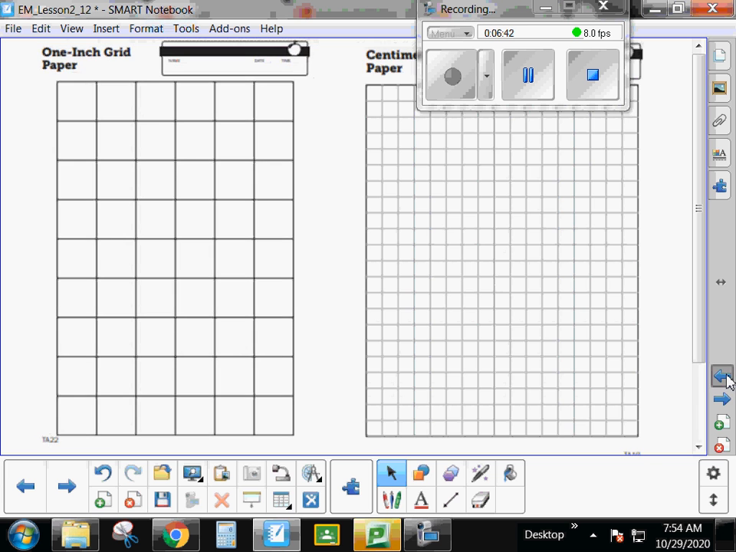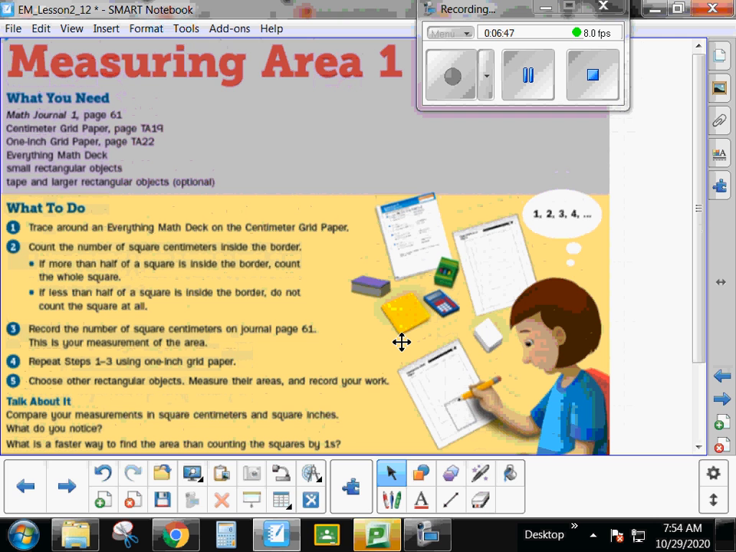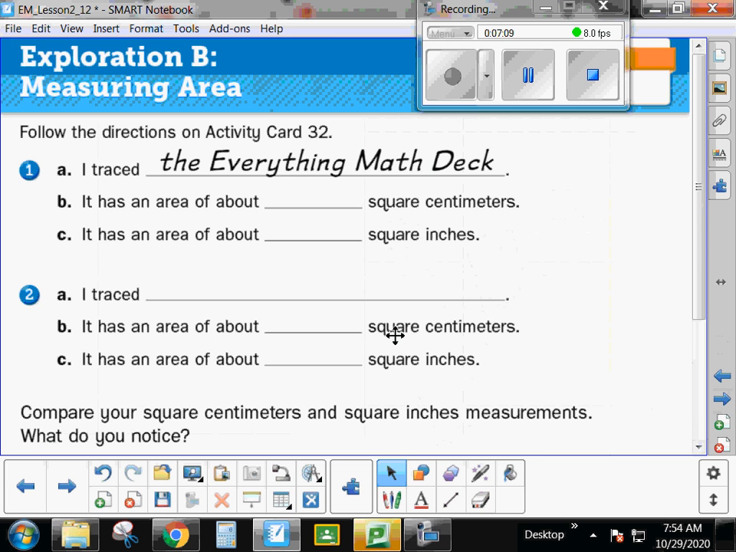All right, so here's what you're going to do. You're going to gather some items that are rectangular, maybe a box of cards, maybe a calculator, maybe an eraser, maybe a box of crayons. You're going to gather some things that are rectangular shaped. And then you are going to set those objects on top of the grid paper, and then you're going to answer some questions in your workbook page.